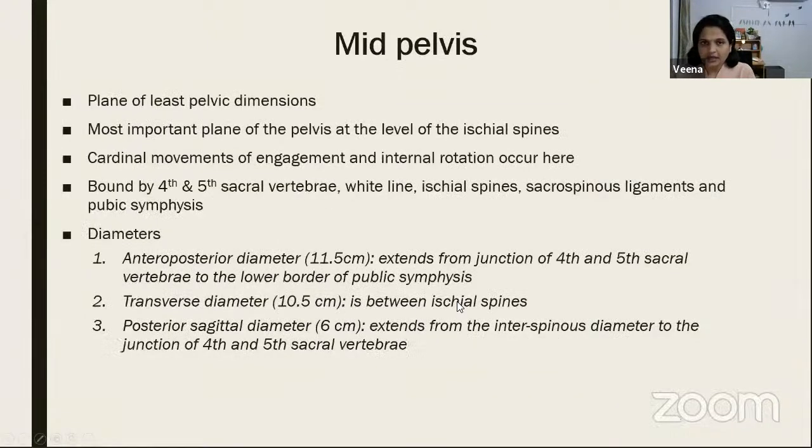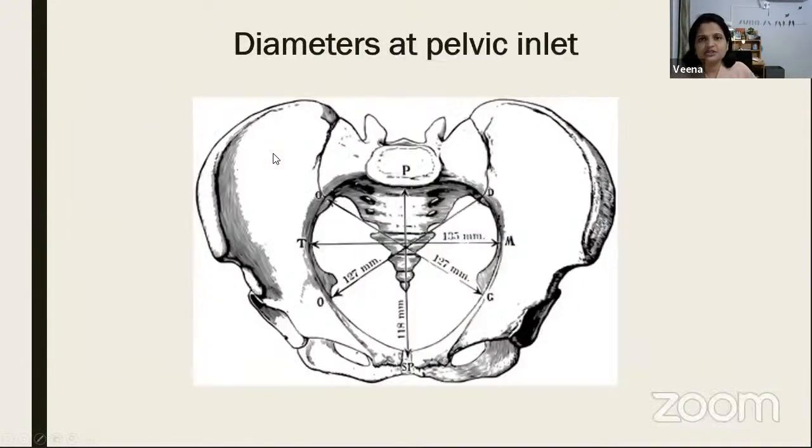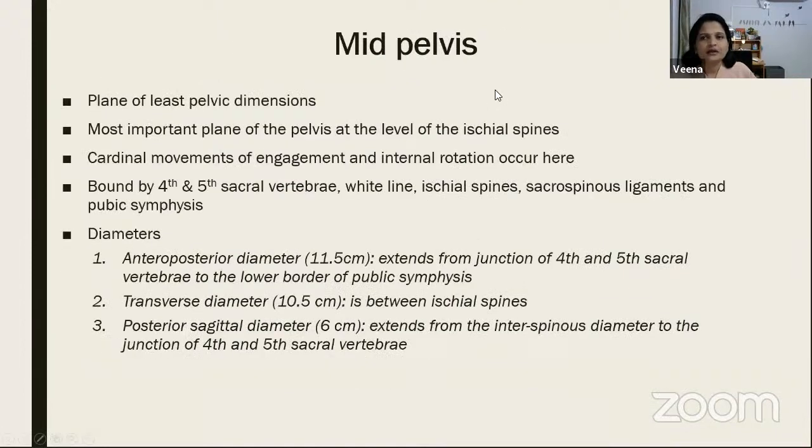Now let's go to the mid-pelvis. Mid-pelvis is the next important thing because that is where the plane of least pelvic dimensions comes. What exactly happens at that particular plane is, it is the plane where the internal rotation occurs. And the engagement occurs and the leading part of the fetal skull comes to that level. Most important is internal rotation. This is the level of the ischial spines basically.